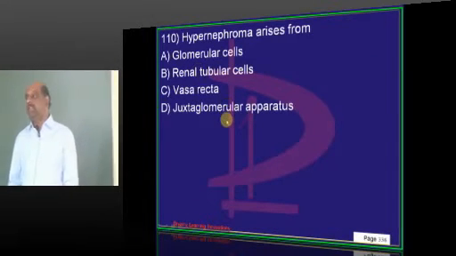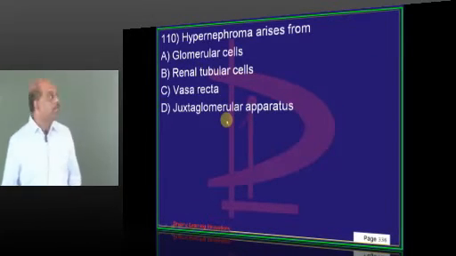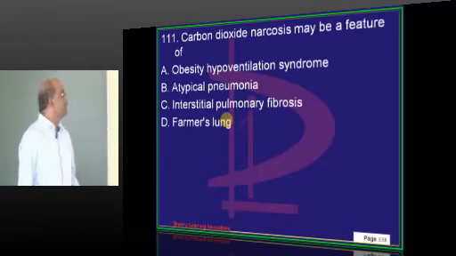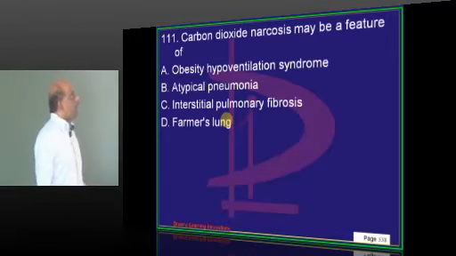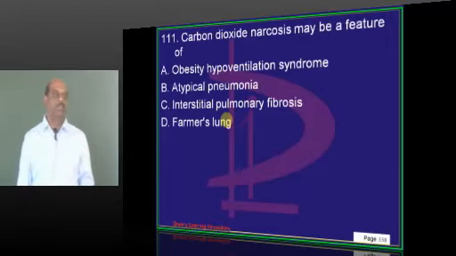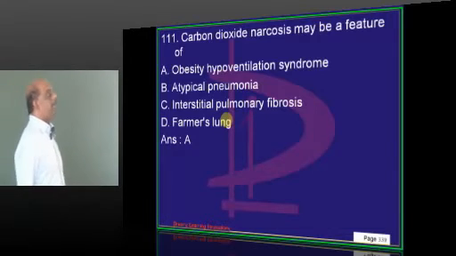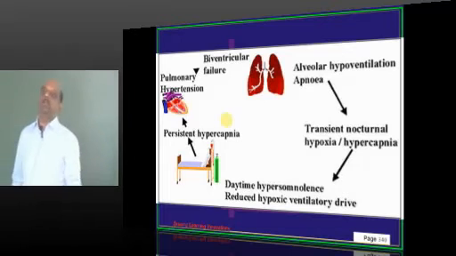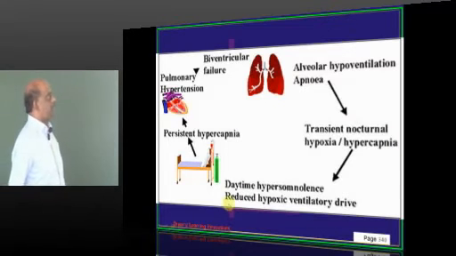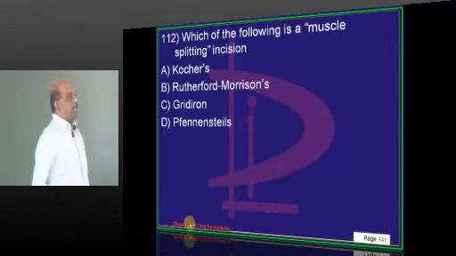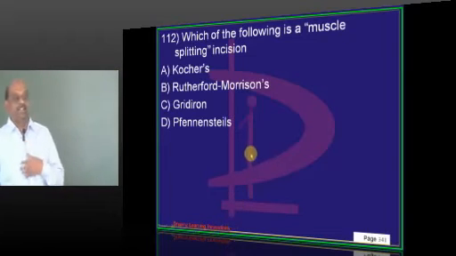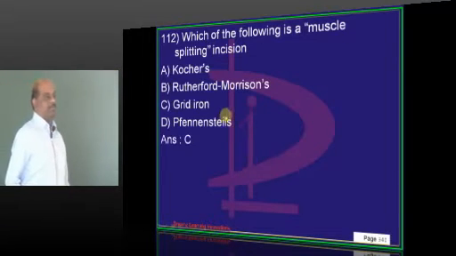Hypernephroma, from where does it come, doctor? Renal tubular cells. From the renal tubular cells, it originates. CO2 narcosis is an important feature of? Hypoventilation. Obesity, hypoventilation lead to accumulation of carbon dioxide leading to CO2 narcosis. Muscle splitting incision, cutting incision, you must know the difference. Gridiron, classically.